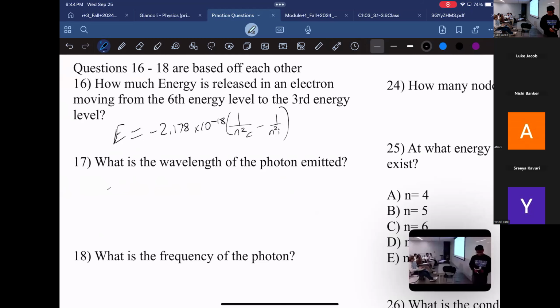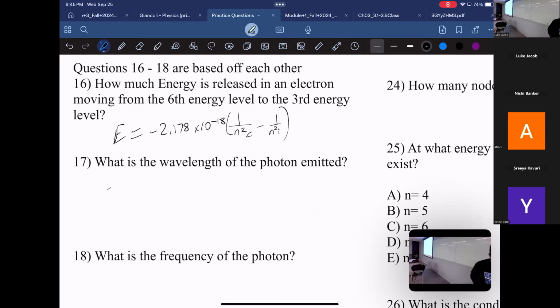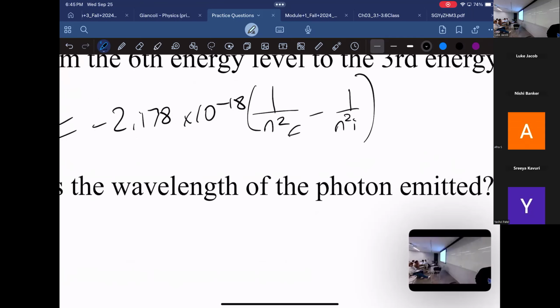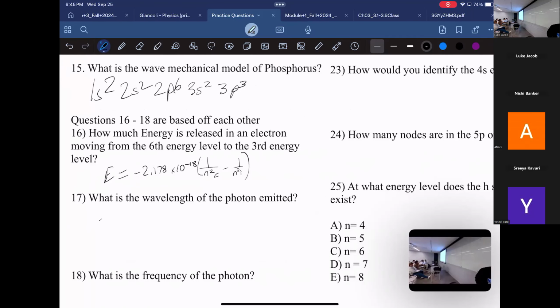Okay. So 1/6², that's 1/36, minus 1/3², which is 1/9. All right, so what did you guys get? I got -1.815 times 10 to the -19. Good, okay.